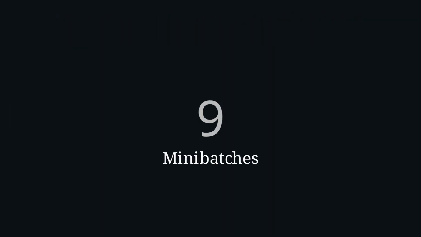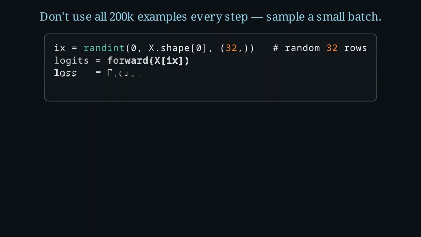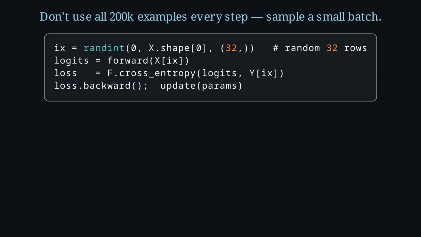Chapter 6. Training fast with mini batches. There are around 200,000 examples. Computing the gradient over all of them every single step is slow. Instead we grab a small random mini batch.